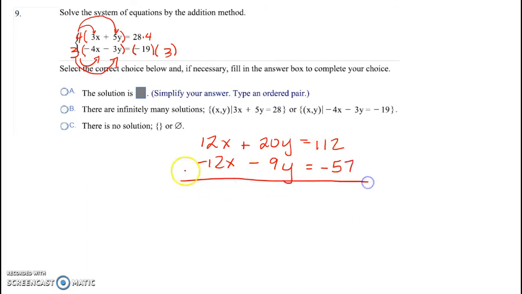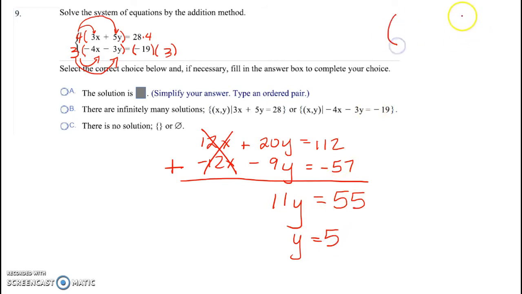All right, now we're going to add these two equations together. The 12x minus 12x is 0. They cancel each other out. I've got 20y minus 9y, which is 11y. And I've got 112 subtract 57, which is 55. All right. So 11y equals 55. Divide both sides by 11. Y equals 5. So I know the y-coordinate of the intersection point is 5.